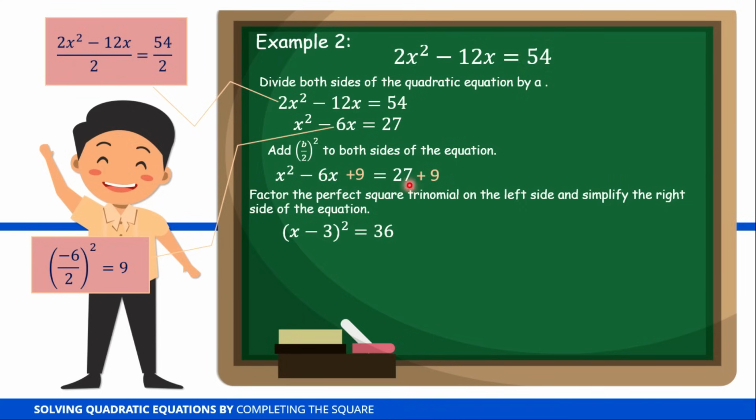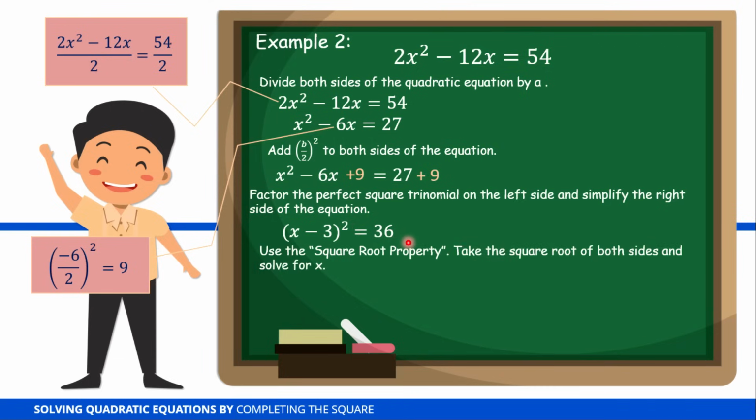Simplify naman natin yung nasa kabilang side. We have 27 plus 9. Answer is 36. Ito yung ating bagong equation. We have quantity x minus 3 squared is equal to 36.